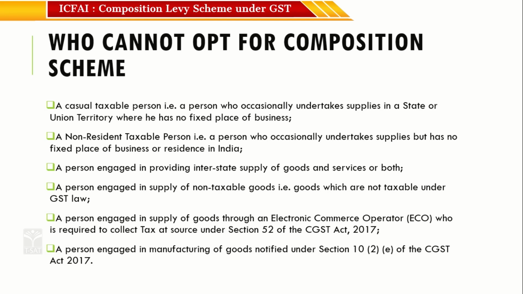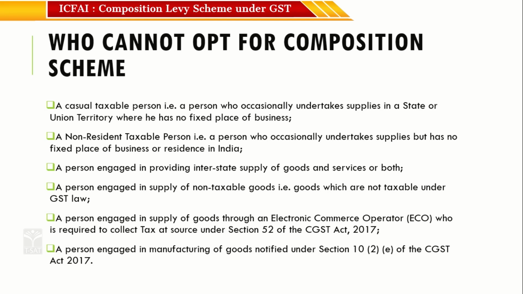Proceeding further, who cannot opt for composition scheme? Even if the amount is below the threshold limit, then too certain conditions are there which need to be fulfilled. And certain category of suppliers, they are not eligible to apply or to opt for composition levy scheme. They have to mandatorily go for the normal levy. Who are they? Number one, a casual taxable person.